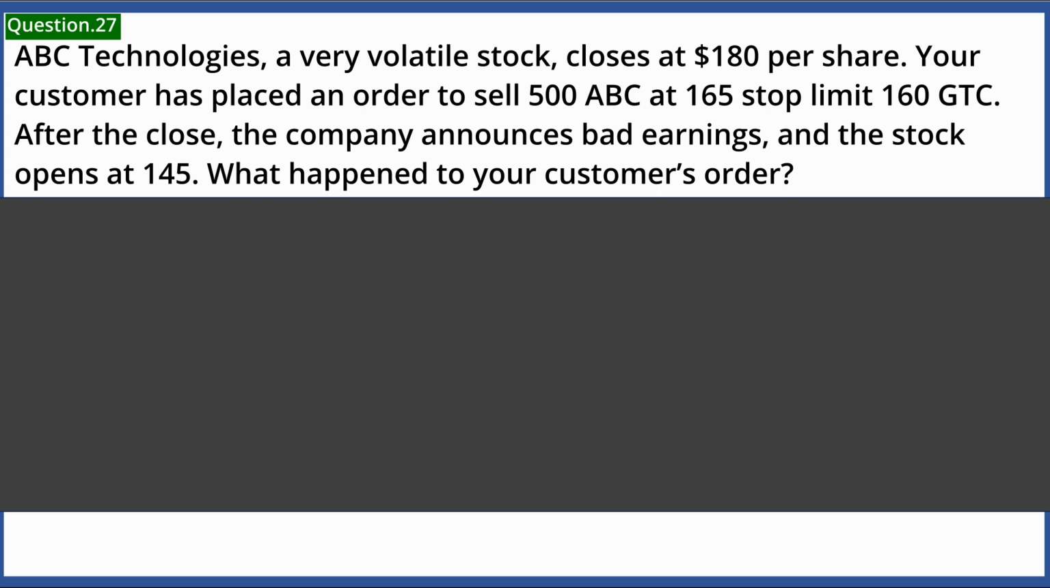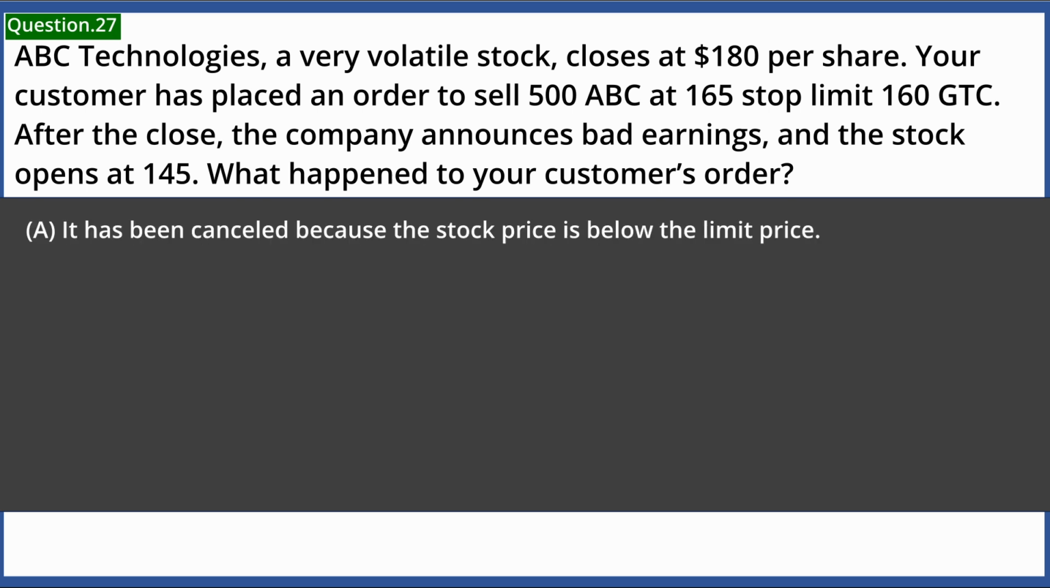ABC Technologies, a very volatile stock, closes at $180 per share. Your customer has placed an order to sell 500 ABC at 165 stop limit 160 GTC. After the close, the company announces bad earnings, and the stock opens at 145. What happened to your customer's order?